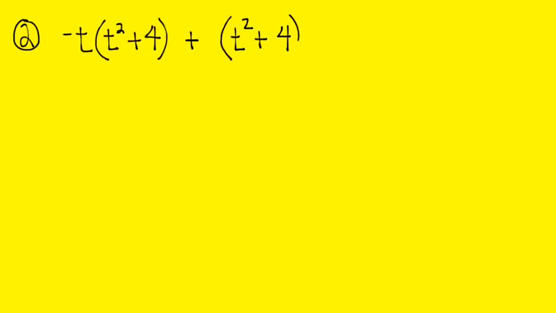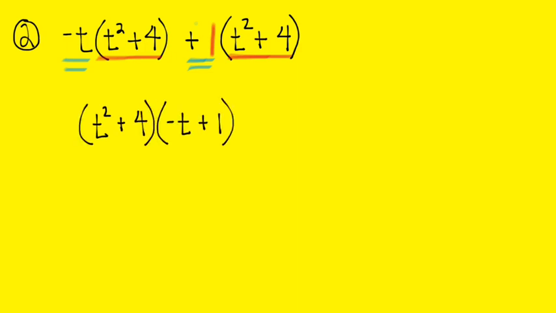Okay, let's take a peek at this one. Could we divide something off? What would be the greatest common factor? Well, don't forget there's a 1 right there, right? So could I divide off that like term of t squared plus 4? Well, yes, I can. That is my greatest common factor. So I divide that off, and I find out what's left. Negative t plus 1.